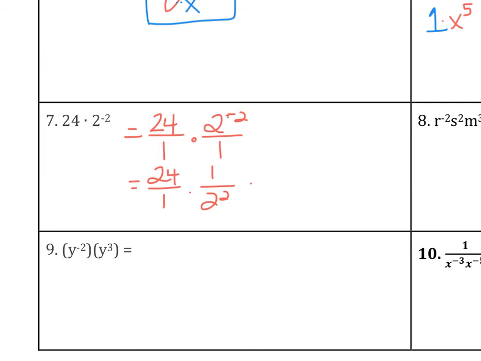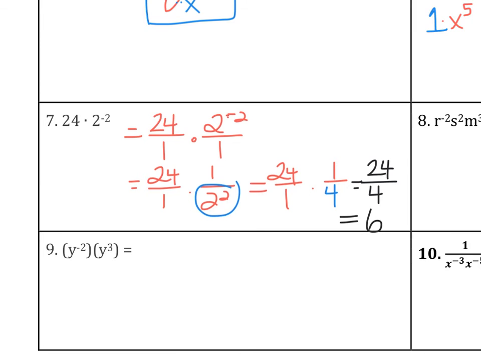We're going to evaluate this. What is the value? So 24 over 1, and then we're going to evaluate 2 squared, and 2 squared is 4. So now what we have is 24 times 1 over 1 times 4. And we get 24 over 4, which equals 6. And so the value of that expression is 6.